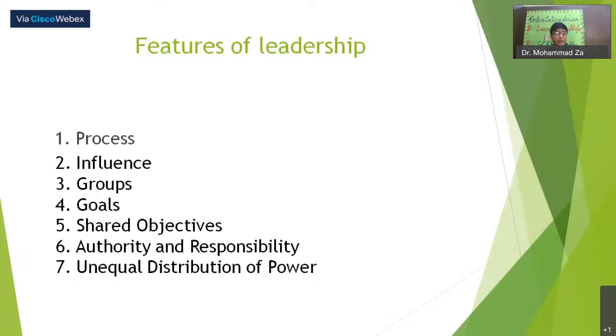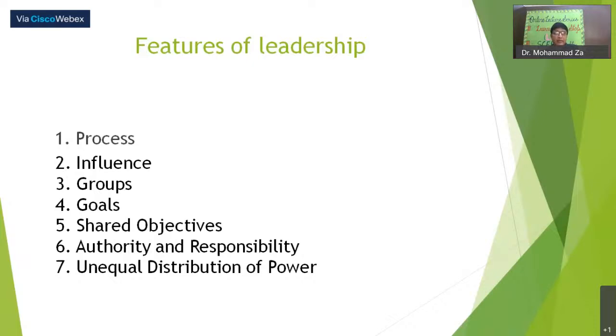The next point is unequal distribution of power. Viewers, as you are aware, in schools or in an education system, there is not an equal distribution of power. Education officers have certain powers, principals have certain powers which education officers don't have. In the same way, the power a principal has, a teacher does not have. Teachers की power अलग है, principals की power अलग है. So there is not an equal distribution of power. So this is the 7th point. These are the features of leadership, and the same features belong to a teacher.